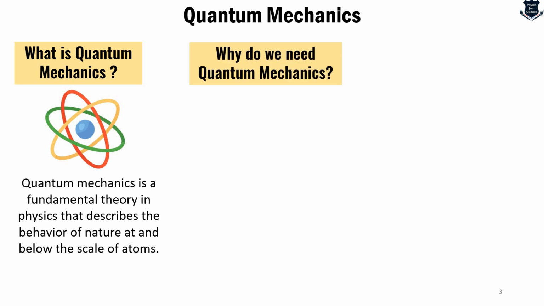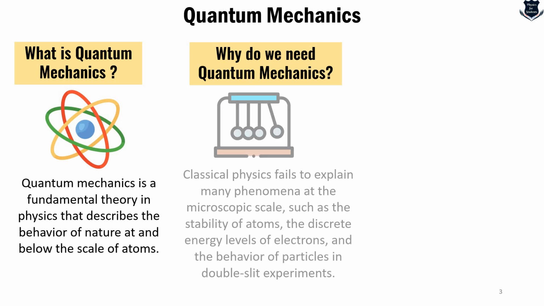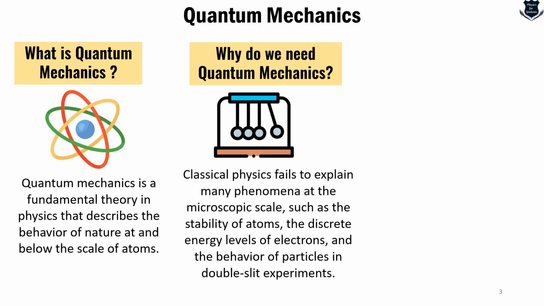The next question which comes is this: why do we need quantum mechanics? What we have seen over the passage of time and the evolution of scientific theories is that classical physics at some point fails, or you can say it has a limitation to explain phenomena at the microscopic scale, such as the stability of atoms and the discrete energy levels of electrons and so on. So we need a new theory, a new kind of mathematical formulation which can describe things at the microscopic level, and can define discrete energy levels of electrons and the strange behavior of particles when we perform what is called the double slit experiment.